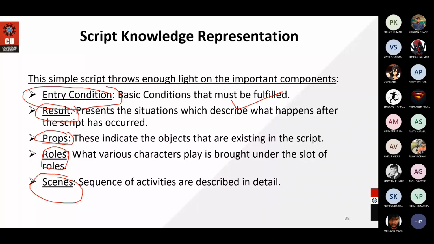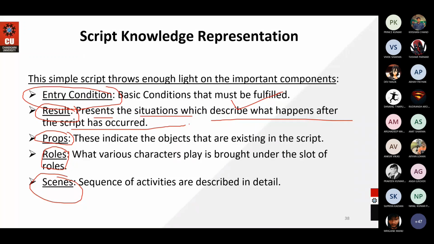Like suppose you want to appear in the examination. What is the basic condition for that? That you should have an ID card with you. If you don't have your ID card with you, which is a basic requirement, you will not be able to appear in the examination. Or you can say the simple condition is you must have registered for the examination. Only then can you appear in the examination. Then we have result. When we talk about result, basically the result presents the situation which describes what happens after the script has occurred.